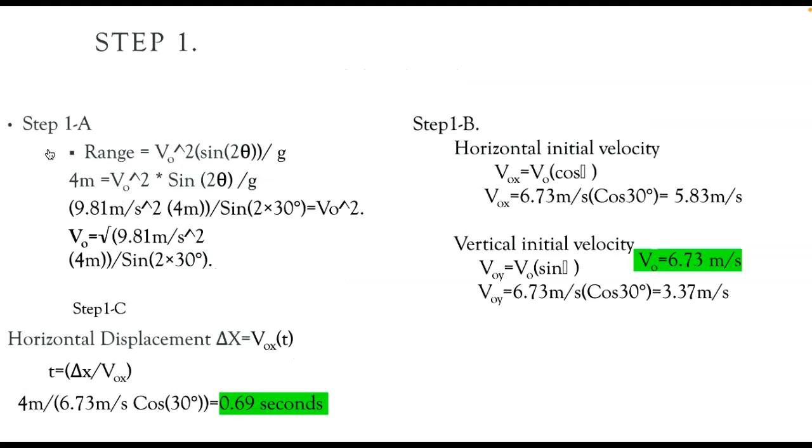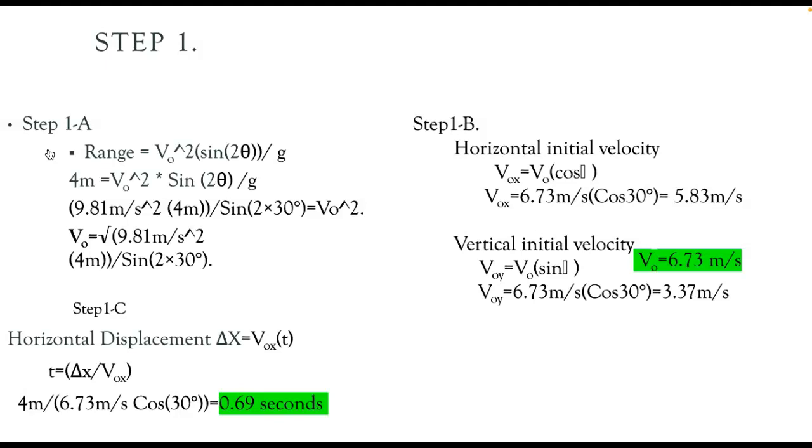The first thing we do is look at the variables we have and see what we can solve for. In this case, solving for initial velocity is a good place to start since we have 3 variables and 1 unknown. We can use the range formula, manipulated to solve for initial velocity. Range being 4 meters, V0 being the unknown we're trying to solve for, theta equaling 30 degrees, and g equaling 9.81 meters per second squared. The initial velocity comes out to be 6.73 meters per second.